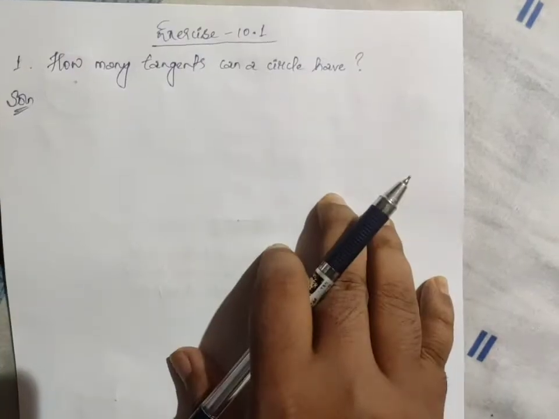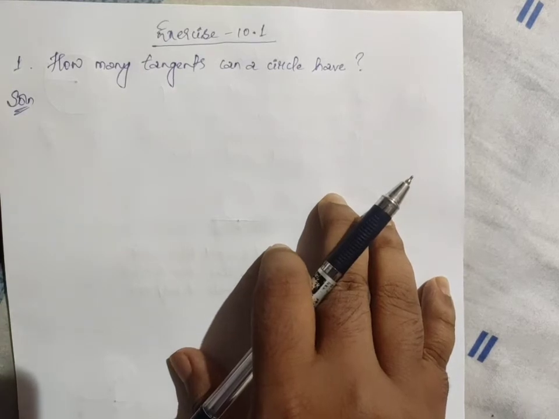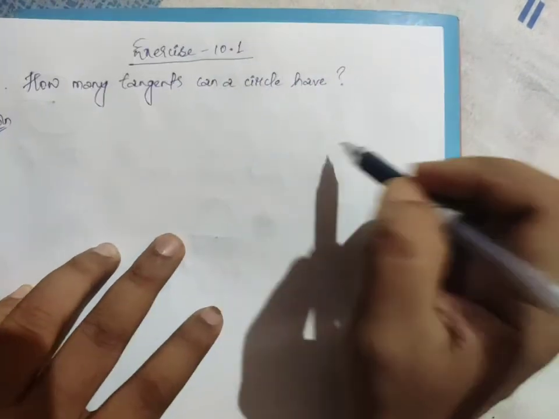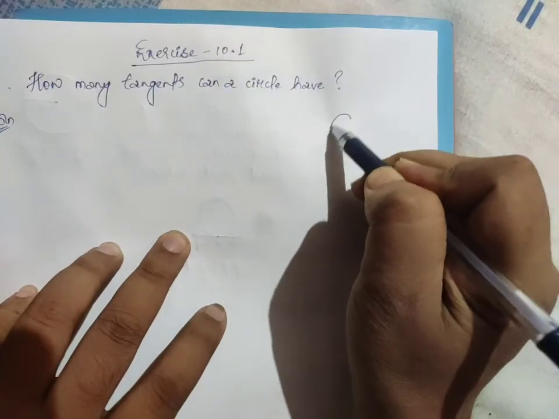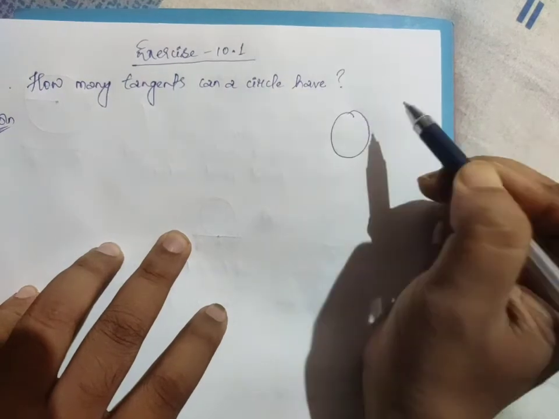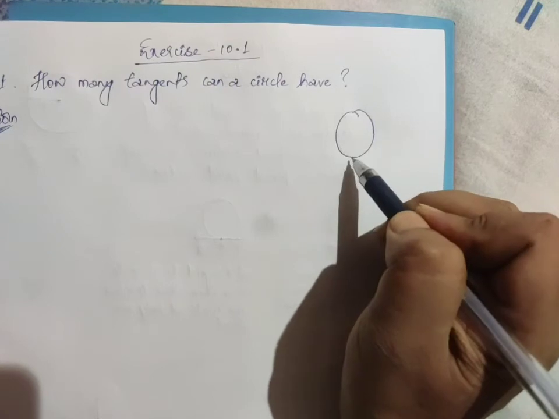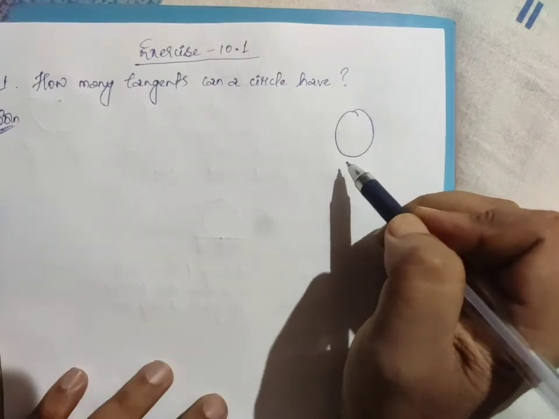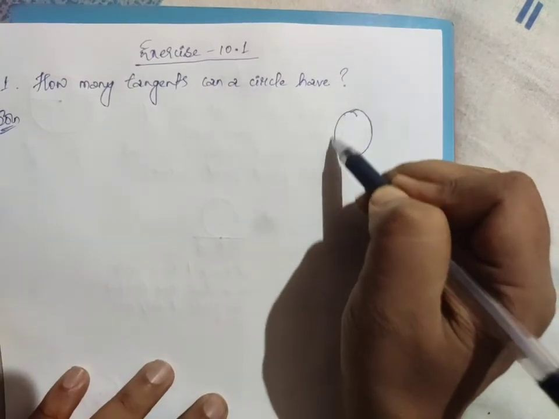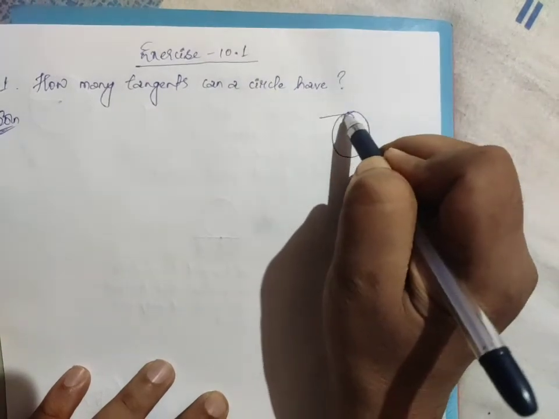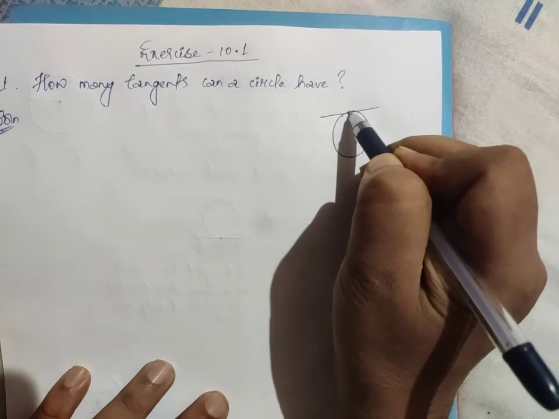So now let us do exercise 10.1, question number 1. How many tangents can a circle have? As I have already explained, what is a tangent? Let us draw it one more time. A tangent is a line drawn to a circle that touches the circle at only one point. So suppose you have a circle, and you are drawing a tangent here, it should touch the circle at only one point.